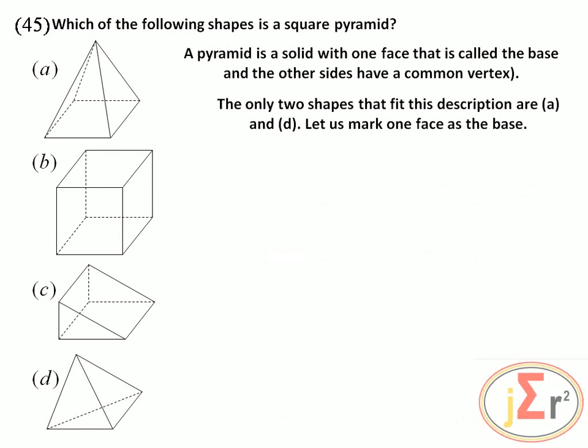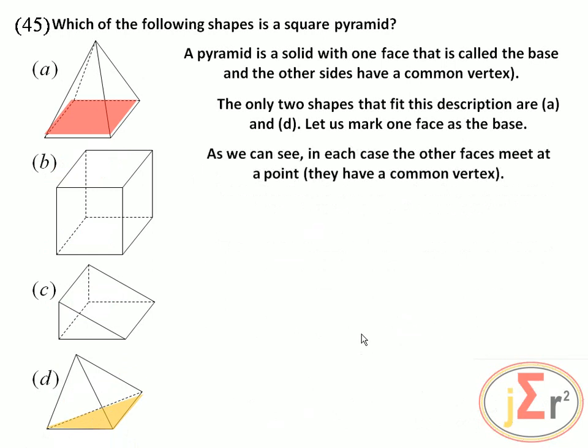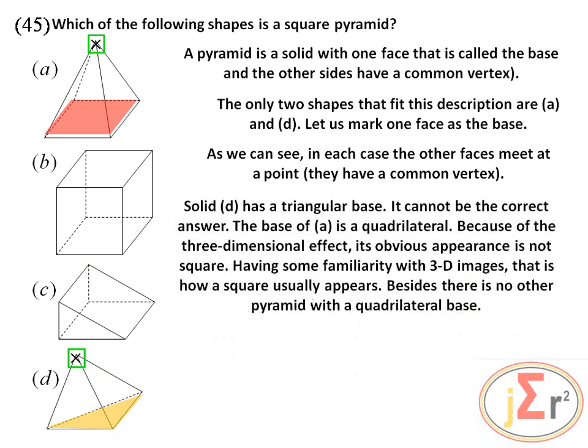So let us mark one face as the base. Right. So we have one base here and another base right here. The other faces will have a common vertex. So as we can see, in each case, the other faces meet at a point. They have a common vertex. And there we have the two vertices. Right. Solid D has a triangular base. It cannot be the correct answer, although both of them are pyramids. We are looking for a square pyramid.